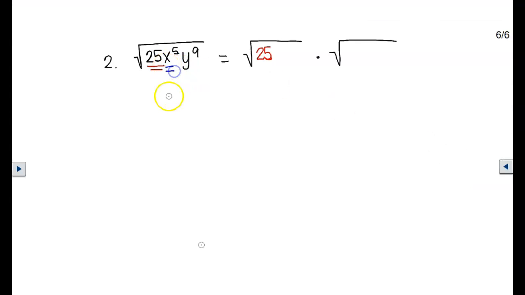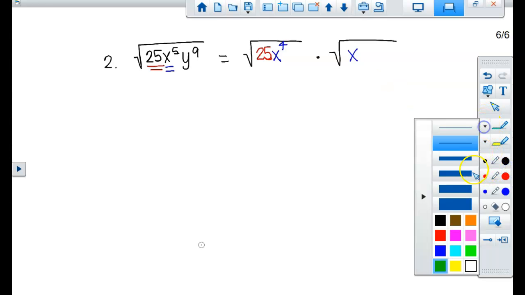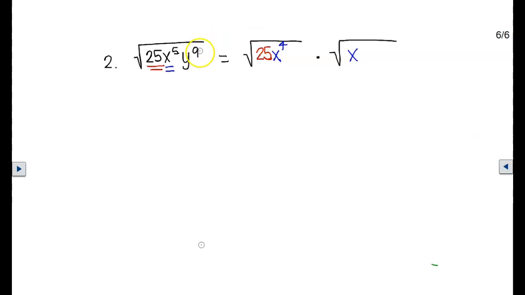I've got x to the 5th power. Now remember, to be able to take the square root of a variable, it has to have an even exponent. So the biggest even exponent that I can get out of x to the 5th is x to the 4th. It would take x to the 4th times x to the 1st to get me that x to the 5th. So I'm factoring it so that part of it is a perfect square and the other part is not.